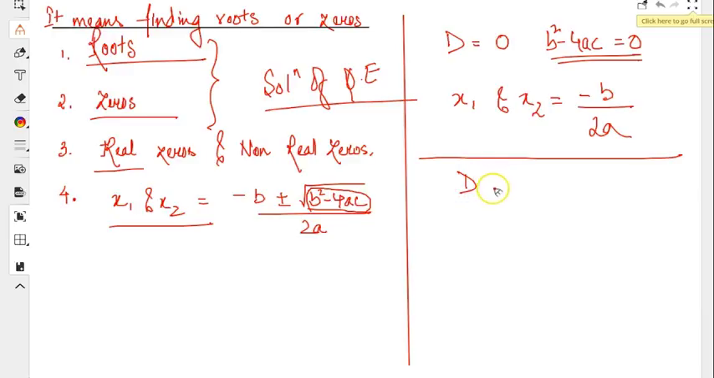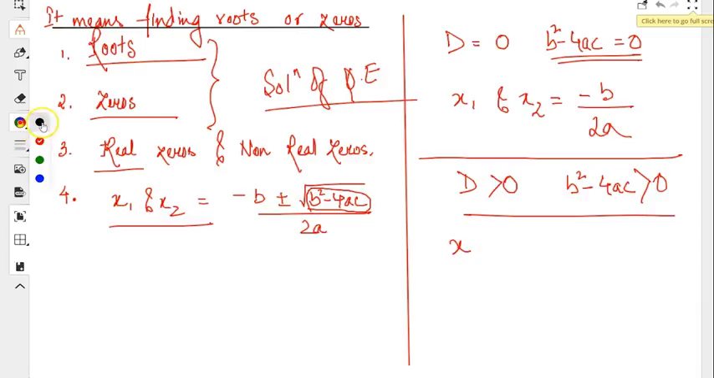Case 2 is if D is greater than 0. So this value is positive, greater than 0, right? Suppose b square minus 4ac is greater than 0. Then also I don't have any problem. I will have real roots but different roots. Here in case 1, what was I having? I was having real and equal roots. Right? Here what will I have? I will have x1 as minus b plus some value, okay?